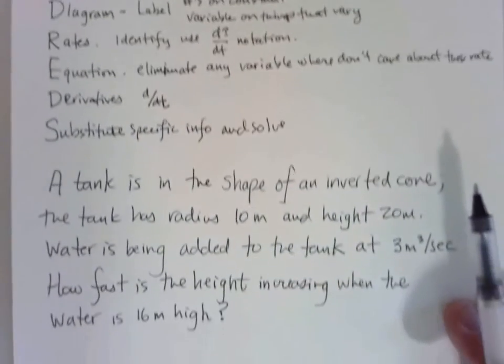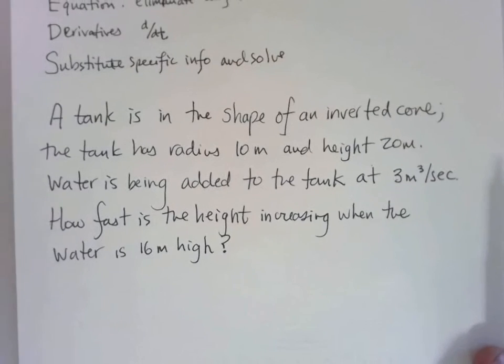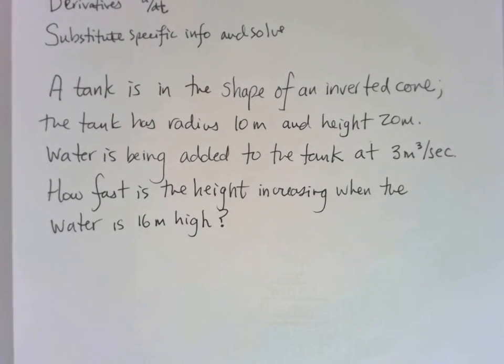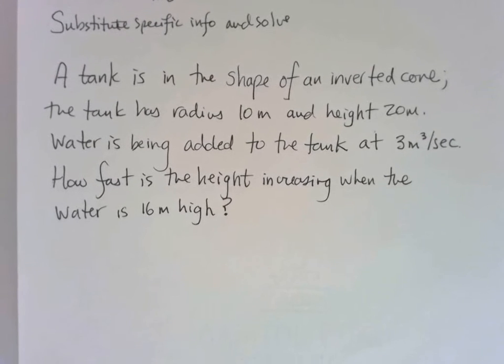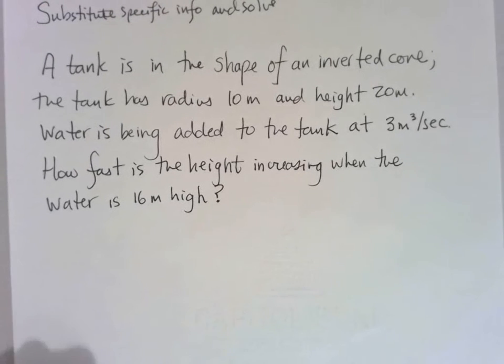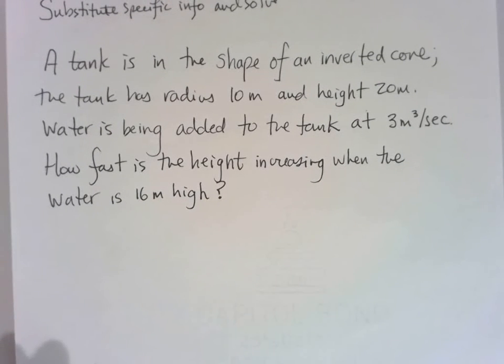Let's go through this tricky problem using this. And on the class calendar, I have linked several more examples that he's worked out in very common textbook situations that you'll see. So here's the example I'm going to do. A tank is in the shape of an inverted cone. It has radius 10 and height 20 meters. Water is being added to the tank at 3 cubic meters per second. How fast is the height increasing when the water is 16 meters high?